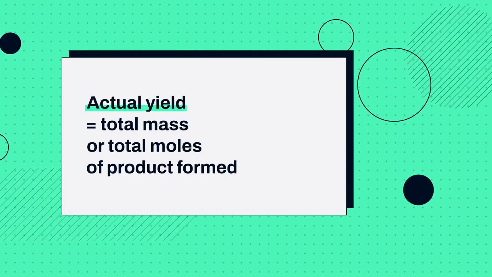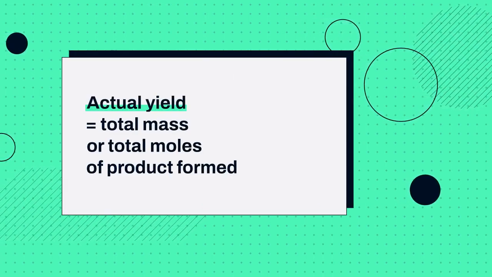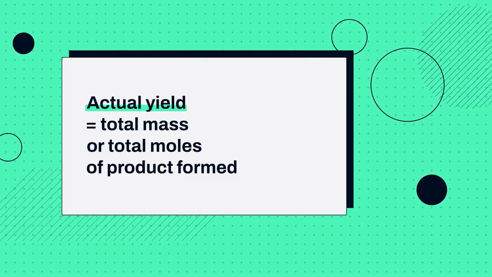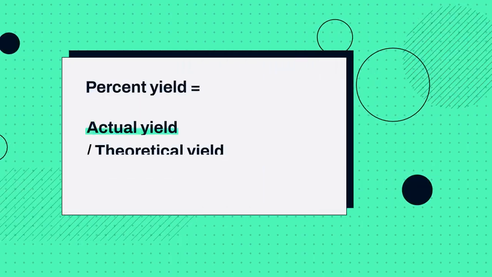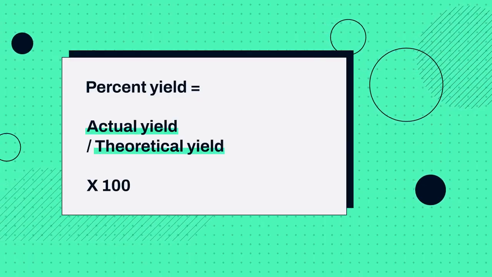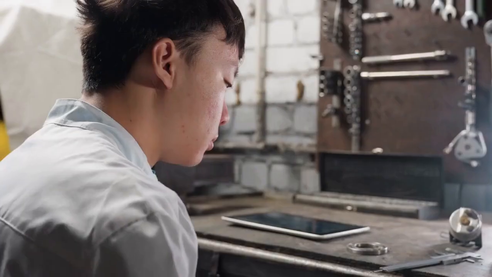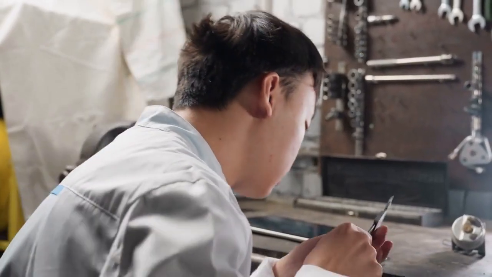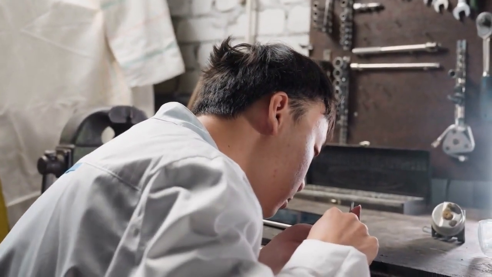From this concentration, you can determine the total mass or moles of product you formed. This is your actual yield. Finally, you divide your actual yield by your pre-calculated theoretical yield and multiply by 100 to get your percent yield. It's a multi-step process, but it provides incredibly accurate results.